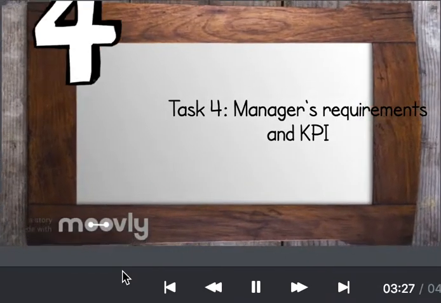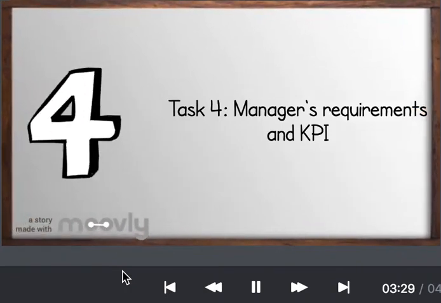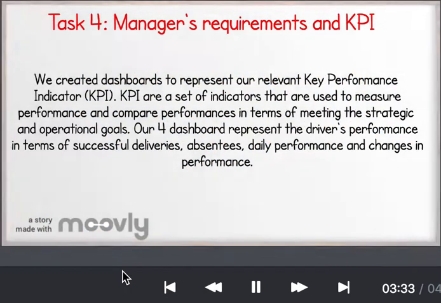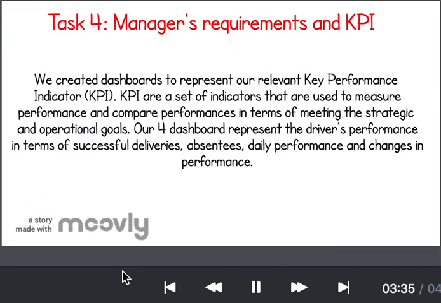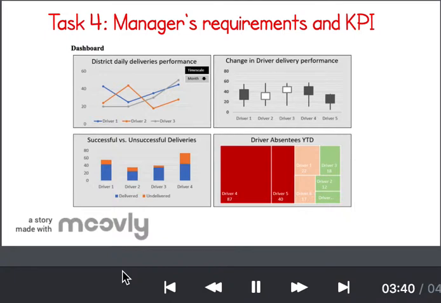We created dashboards to represent our relevant key performance indicators, also known as KPIs, which are a set of factors that are used to measure performance and compare it in terms of meeting the strategic and operational goals. We constructed 4 dashboards which represent the driver's performance in terms of successful deliveries, absentees, daily performance, and changes in performance.